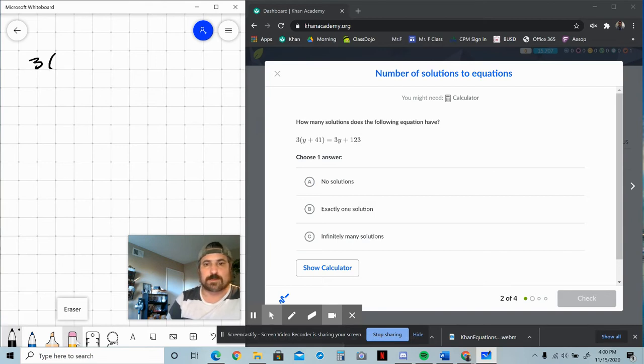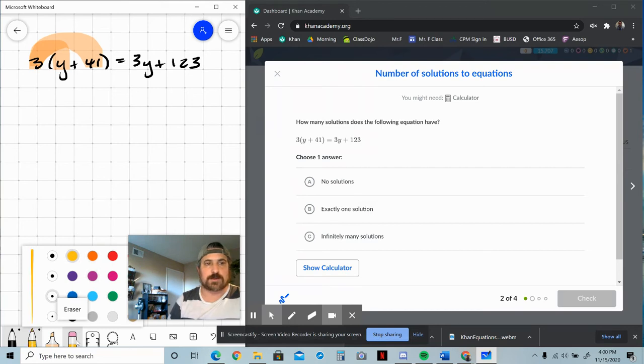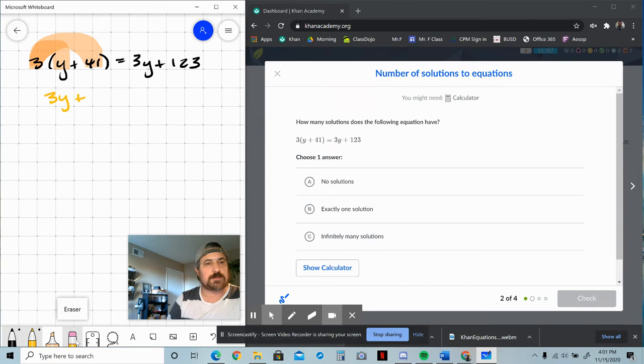So 3 times the quantity of y plus 41 is equal to 3y plus 123. Great. So we're going to distribute 3 times y, 3 times 41. When you distribute, what you're going to get there is you're going to get 3y plus 30. 3 times 4 is going to be 12, so that's 120. 3 times 1 is 3, so that's 123.